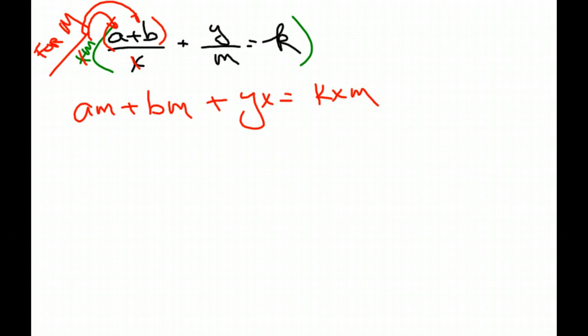Kendra? Why do you not put the m on the bottom? Because I'm multiplying the whole thing by xm over 1. Oh, gotcha. So then my m's cancel is the reason.